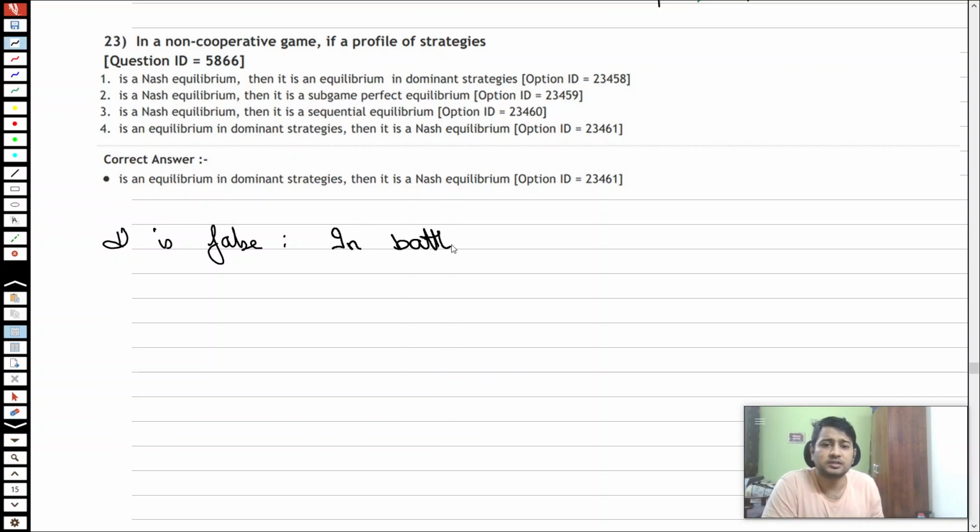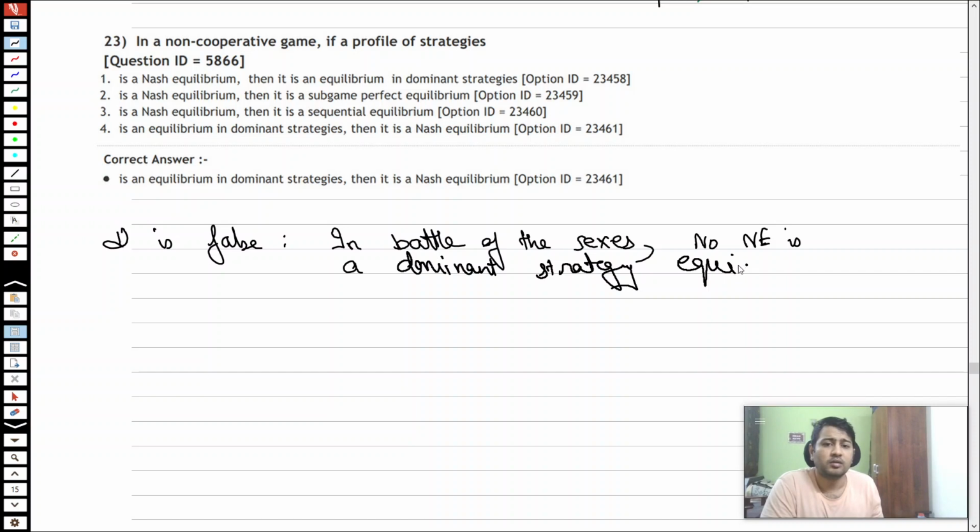In Battle of Sexes, no Nash equilibrium is a dominant strategy equilibrium, because the dominant strategies don't even exist in Battle of Sexes. In the second case, the claim that a Nash equilibrium is subgame perfect Nash is false.